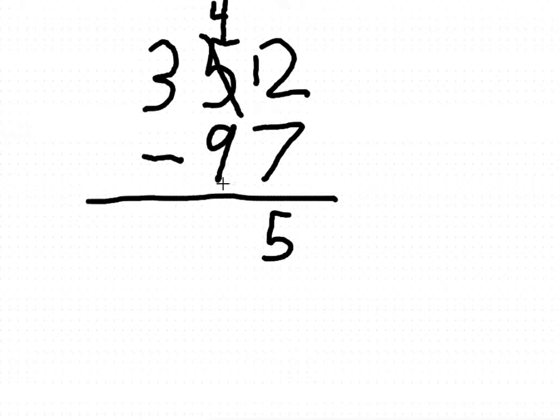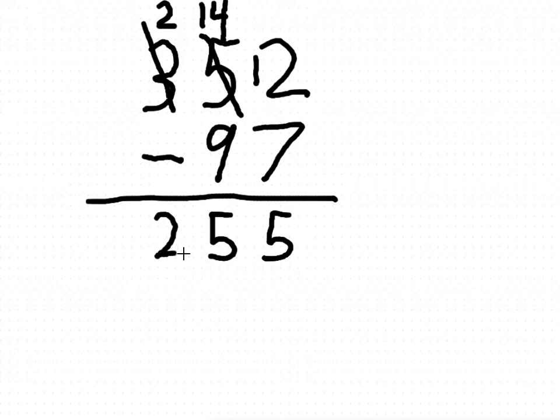4 minus 9, same problem. So I borrow from the 3. I turn this into a 2, make this a 14. 14 minus 9 is 5. 2 minus nothing is 2. The answer is 255.